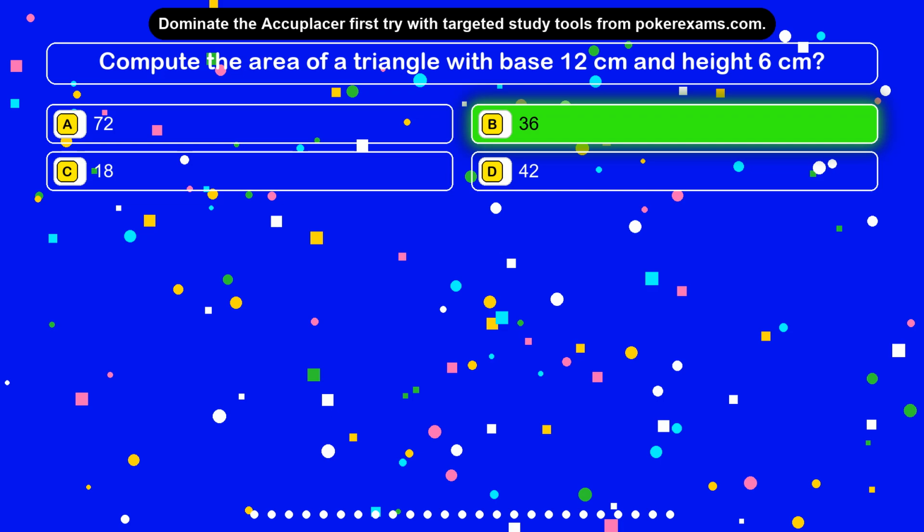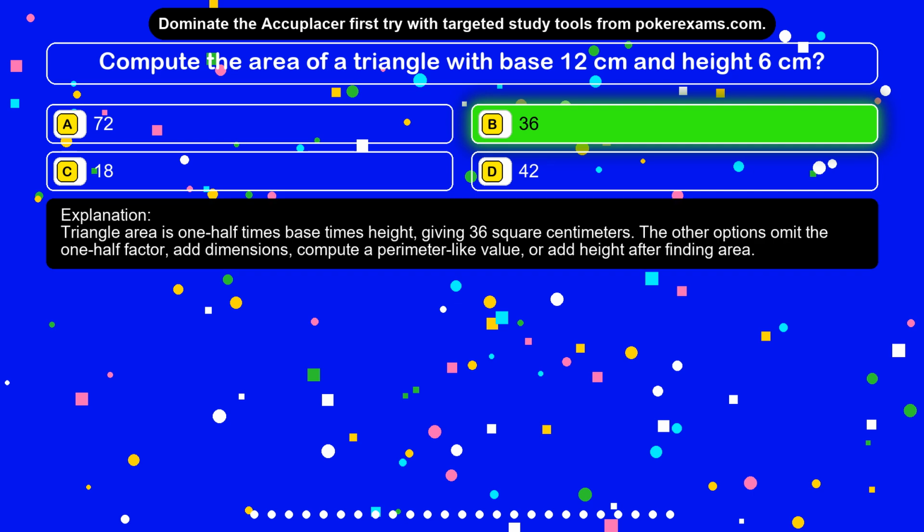The correct answer is option B, 36. Triangle area is 1/2 times base times height, giving 36 square centimeters. The other options omit the 1/2 factor, add dimensions, compute a perimeter-like value, or add height after finding area.